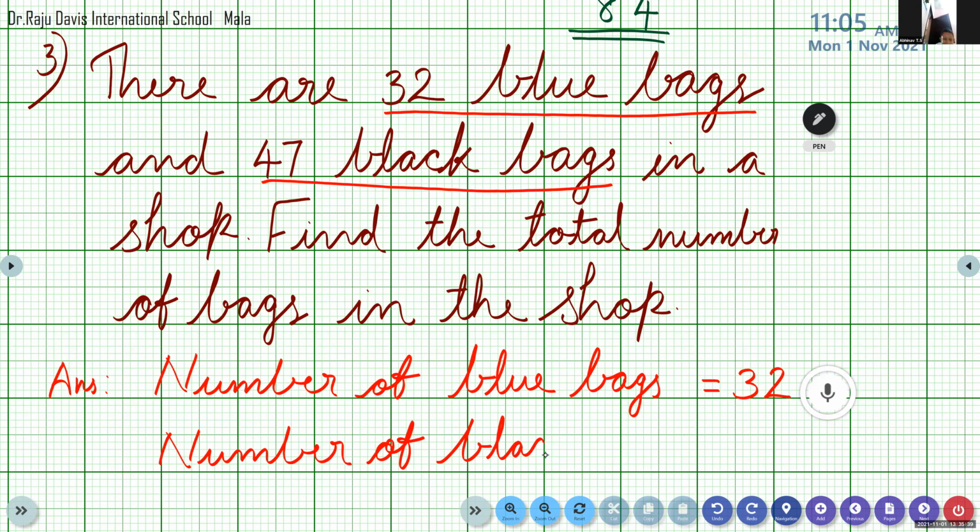Others, please mute your mic. It is very disturbing the class. Some noise is coming, somebody is talking in between. So please mute your device. And how many black bags are there? 47. Ananya, finish. Ananya, what happened? Have you completed the answer? Ma'am, I have completed all. Now those who didn't complete, please write.